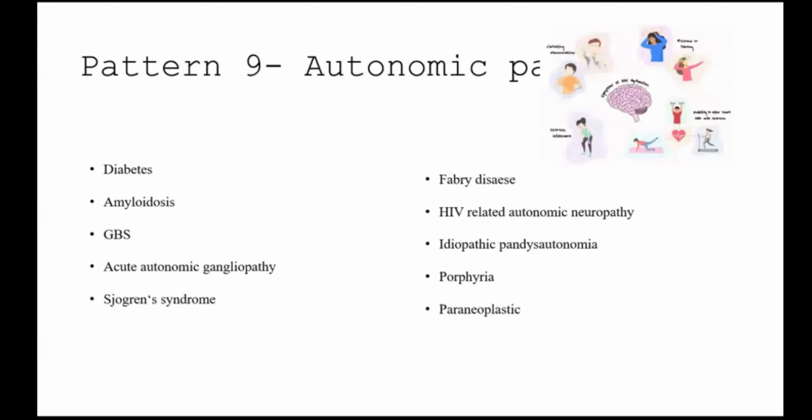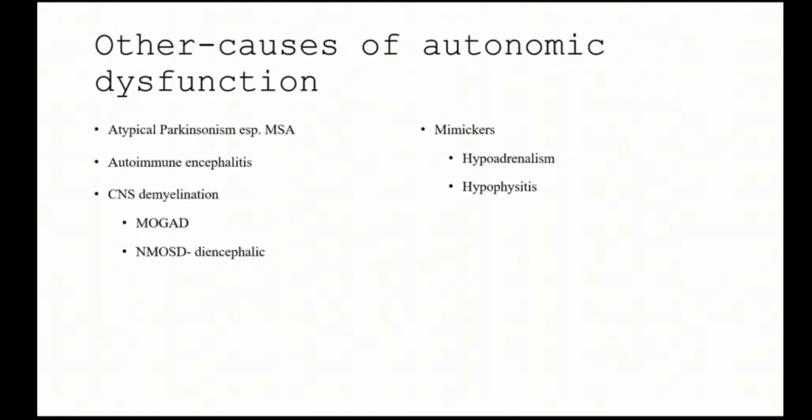Then there can be the autonomic pattern, where the patient comes with autonomic dysfunction. Now, some of these cases of autonomic dysfunction also have small fiber neuropathy, so they will have painful neuropathy. So here again, when there is autonomic dysfunction, we have to exclude other common causes of autonomic dysfunction.